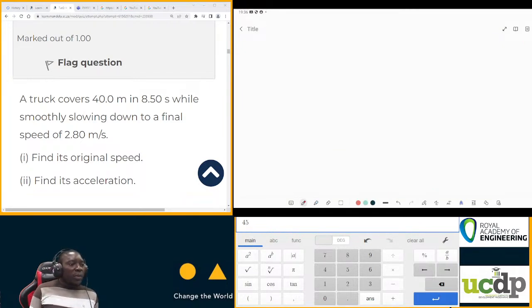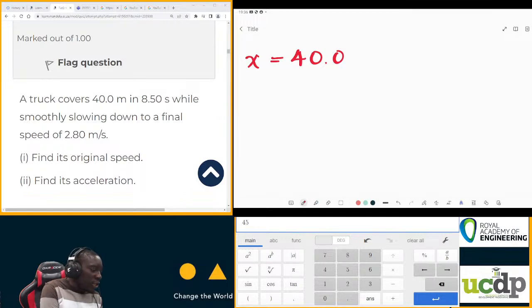Then question number 2. A truck covers 40 meters in 8.5 seconds. So we have a truck. We'll call this distance S or X. So let's use X equals 40 meters. X is quite deceiving though, because you always think it's simply a horizontal X direction. But anyway, for a truck, it's usually horizontal. The path, we'll just assume it's horizontal. So if it is 40 meters, that's our X. We can use S there to show its displacement.